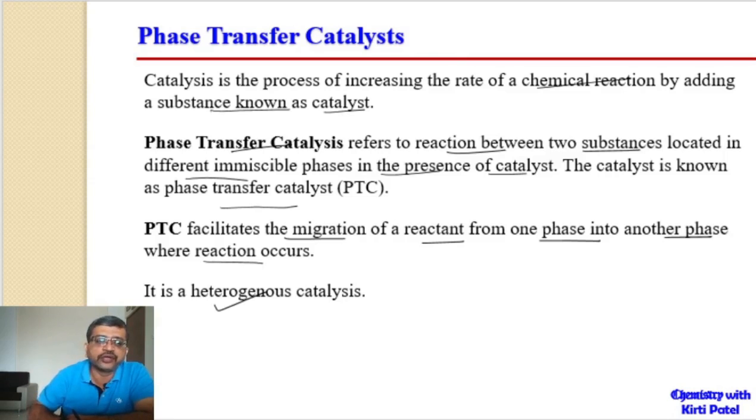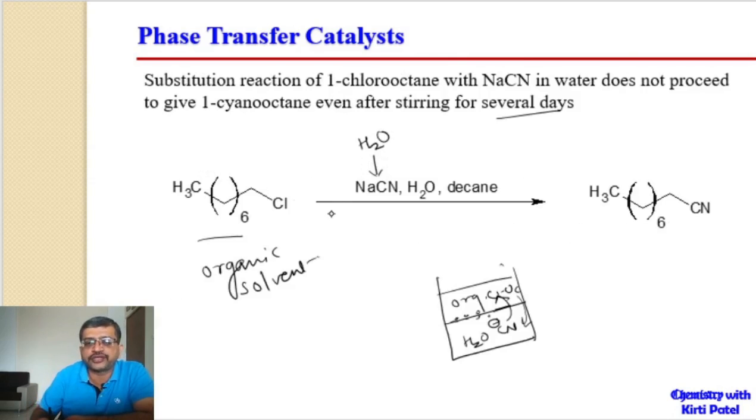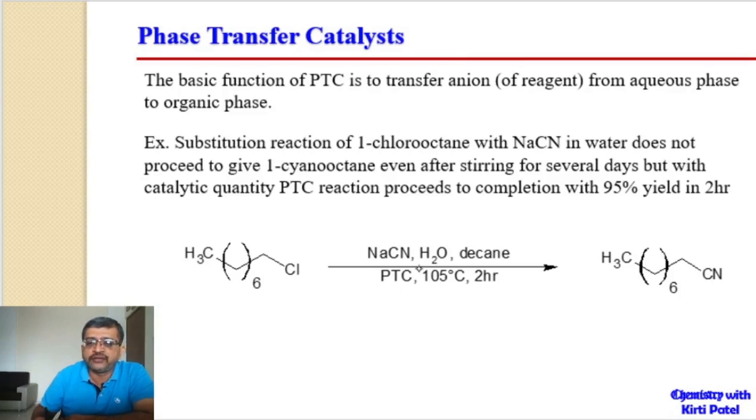The reaction that we were looking at, the substitution reaction, was reluctant to proceed in a biphasic system when we were not adding any catalyst, when we were adding simple NaCN and chlorooctane in water and decane. Water and decane are immiscible solvents, so the reaction was not proceeding. But in the presence of a phase transfer catalyst, if we add a small quantity of it, then this reaction proceeds within 2 hours at a moderate temperature of say 105 degrees Celsius, and the reaction proceeds up to 95% yield.